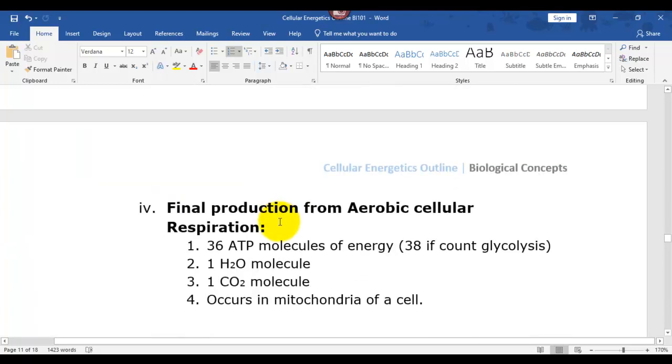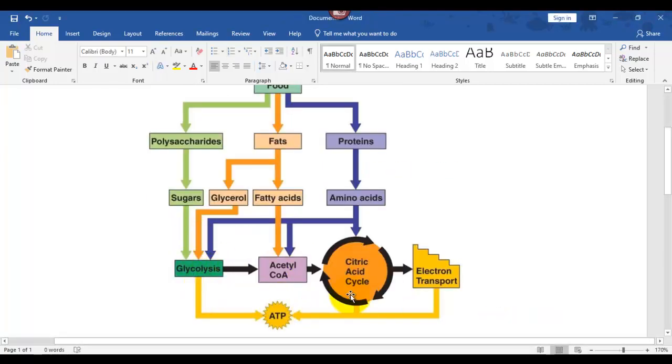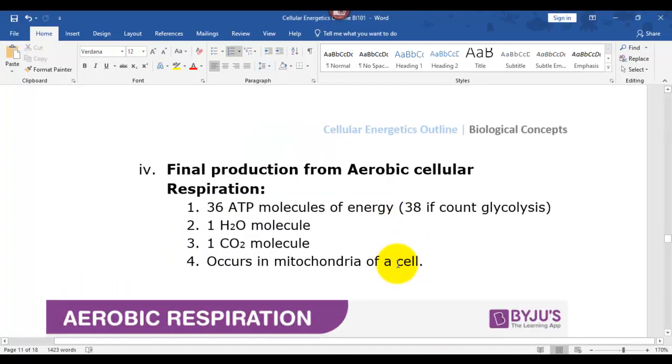So in the very end, this whole thing, glycolysis, the Krebs cycle, the electron transport, the cleaving of pyruvic acid to make acetyl-CoA to go into this whole thing right here. Here are the end products. From one glucose molecule, during aerobic respiration, you get 36 ATP, all right, 38 if you count glycolysis. It's 36 to 38. It depends on the organism.